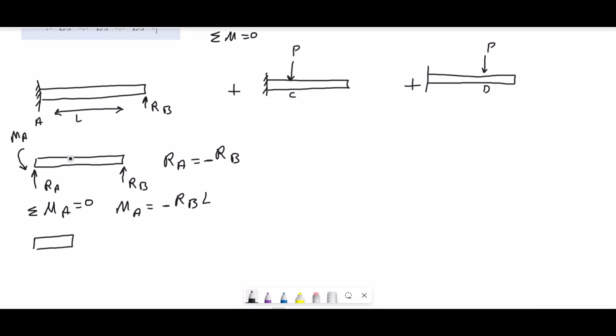So in order to find the moment in every section of this beam, we have to cut through that section. If I want the moment in this section, I have to cut it in here, which is X. This length here we call X, so X is between 0 and L. And here we have a shear force and a moment, and we have the reactions here as well.